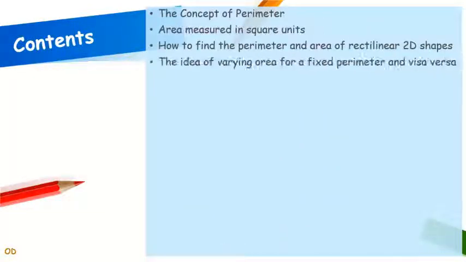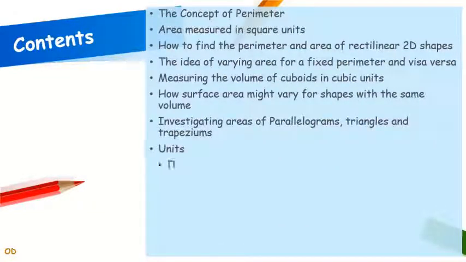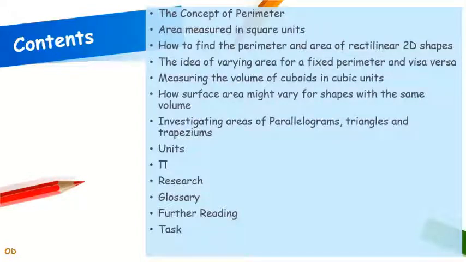This chapter consists of various units such as the concept of perimeter, area measured in square units, how to find the perimeter and area of rectilinear 2D shapes, as well as surface area, volume, and investigating areas of parallelograms, triangles, and trapeziums. We'll then consider units and then the role of pi and circles, before moving finally on to research, a glossary, and then further reading so that you can enrich this part of your learning.